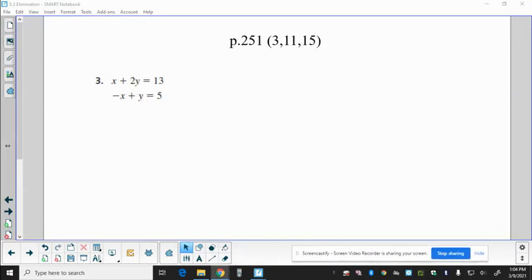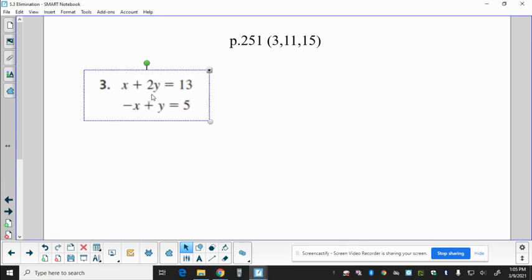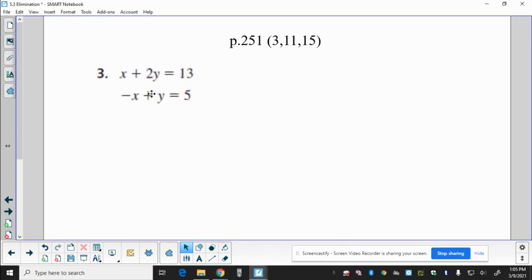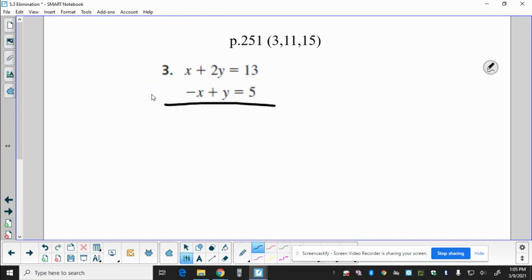Let's go ahead and take a look at the solutions to the homework assignment. So I believe that this first problem, let me get that a little bit larger, is already set up and ready to go. In this case, if I look at the x values, they will eliminate one another. The y values, if I look at them carefully, add those together, you will get a 3y.